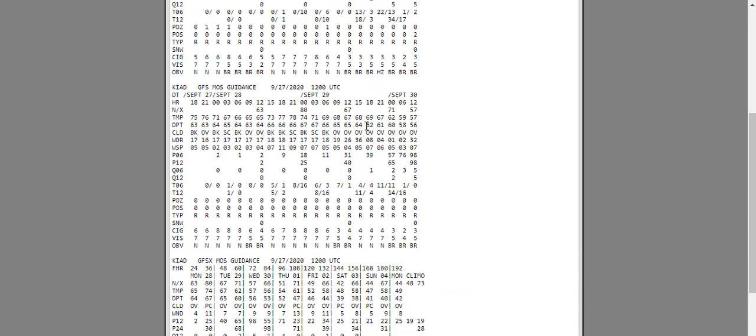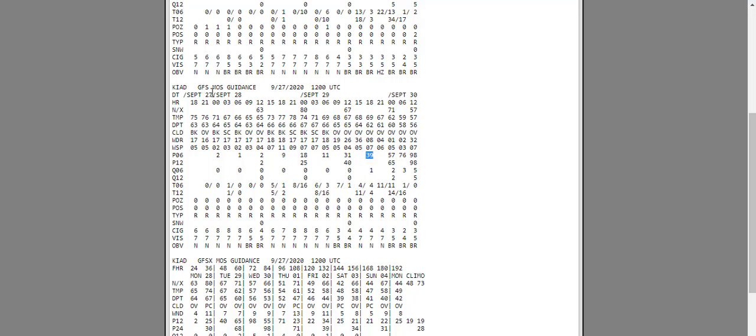So if we go down to the GFS, we can kind of see the same idea. Here's the probability of precipitation in 6-hour intervals. I like that a little bit better just because it's a little bit more fine-tuned. So here you can see that by 8 p.m., the probability of precipitation has increased a little bit, whereas by 2 p.m., it's only about 39%.